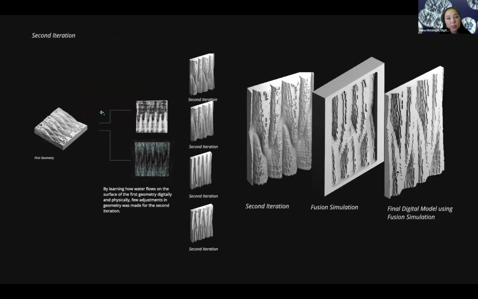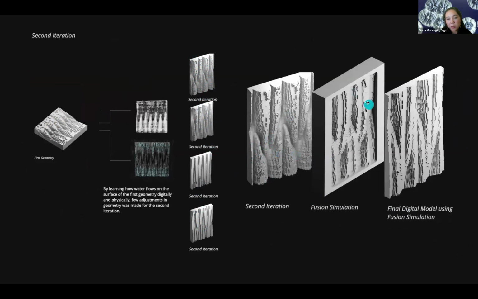Yes, based on this information and learnings about how water flows on the surface of the first geometry that I showed you, a few adjustments in the geometry were made. As you can see, we wanted to even out the water flow and also decrease the speed, so slow down the velocity of the water. So here are a few other iterations that I have done.